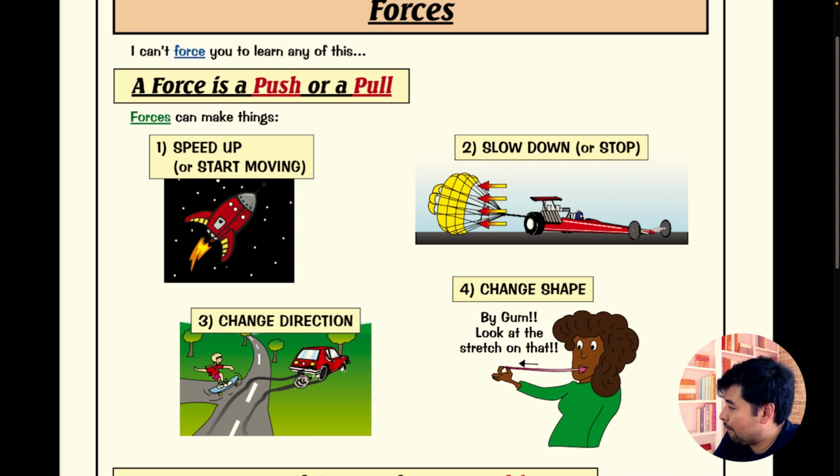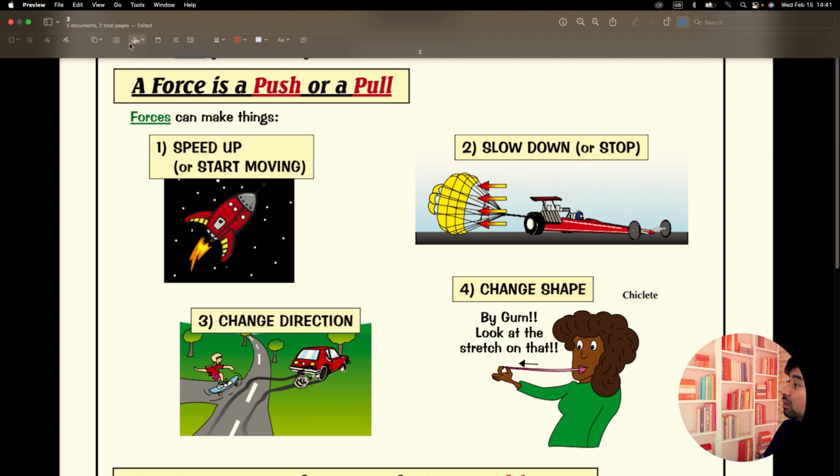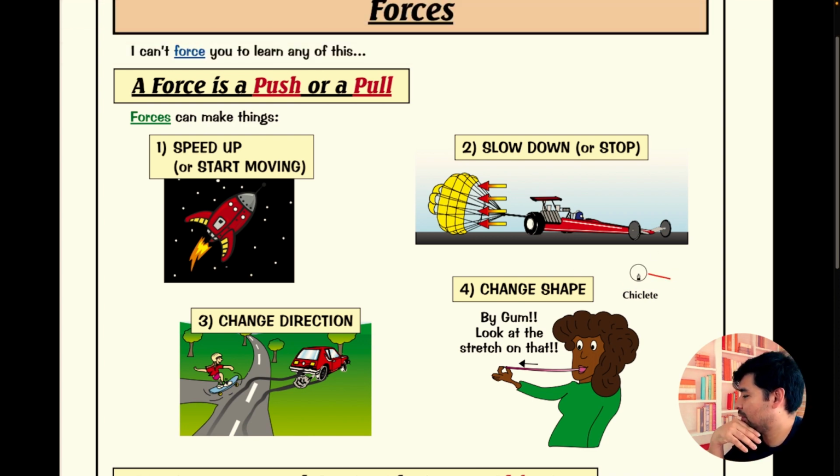Oh, really? By gum. Look at the stretch on that. This word gum, G-U-M, is like babalu, or what we call in Portuguese chiclete, okay? So basically, that's the thing. All right. So we have seen here some examples of what force can do, by the picture. There is a gum here, and because she's putting force on that, it's stretching, okay? So these are some examples of force.